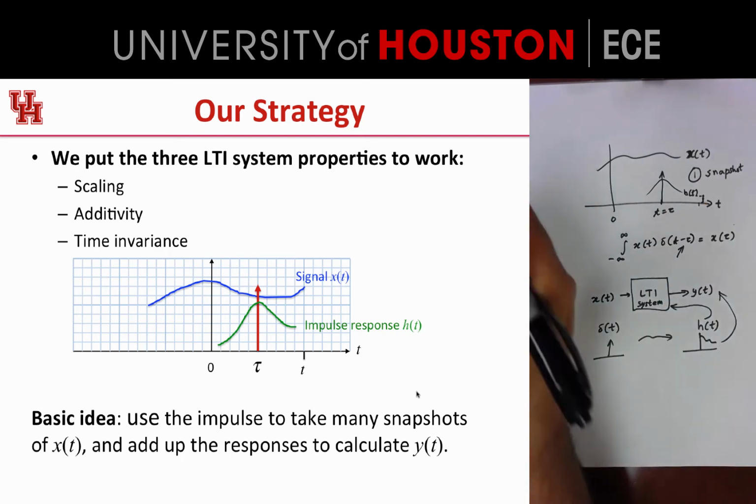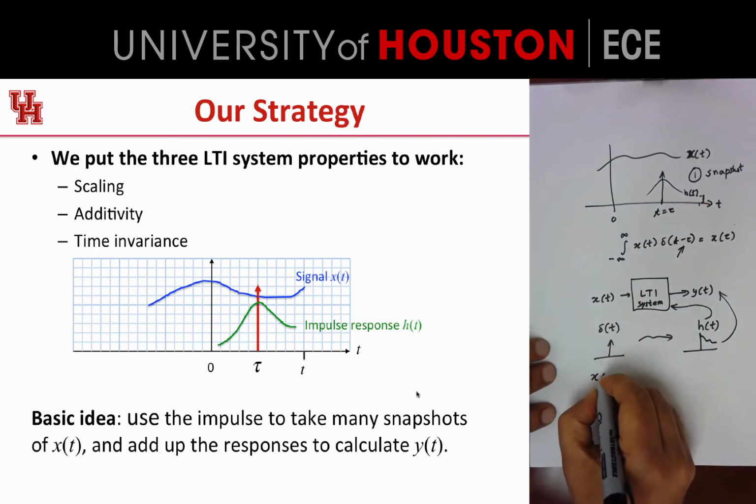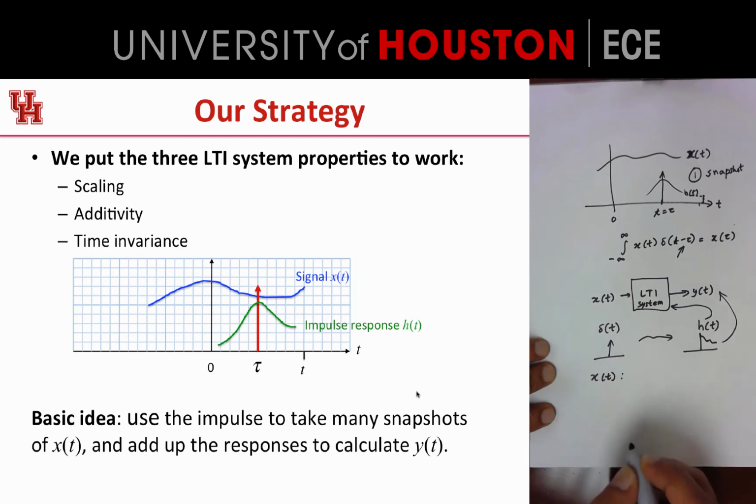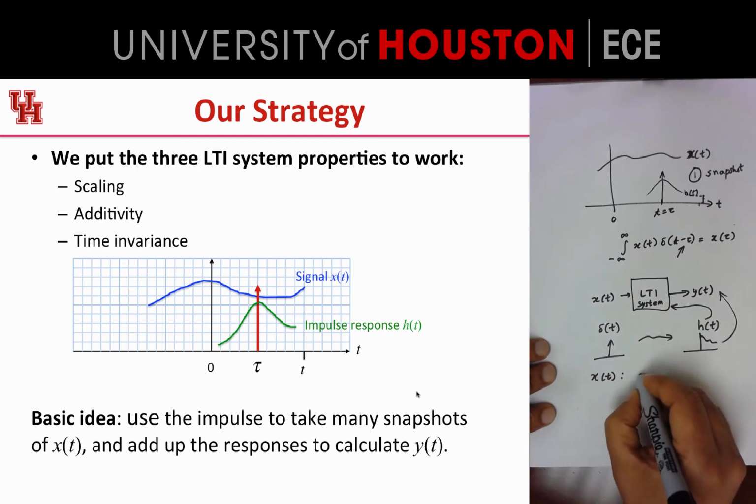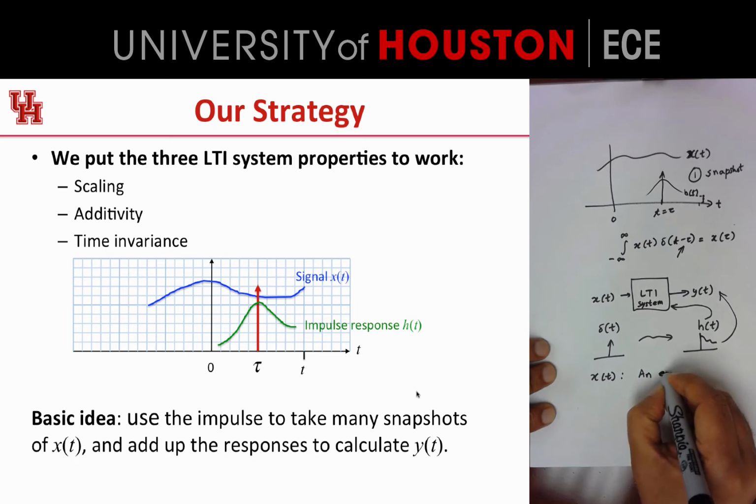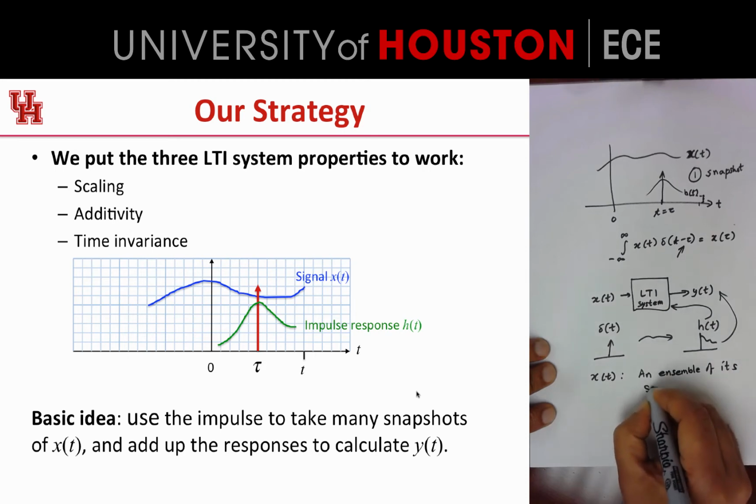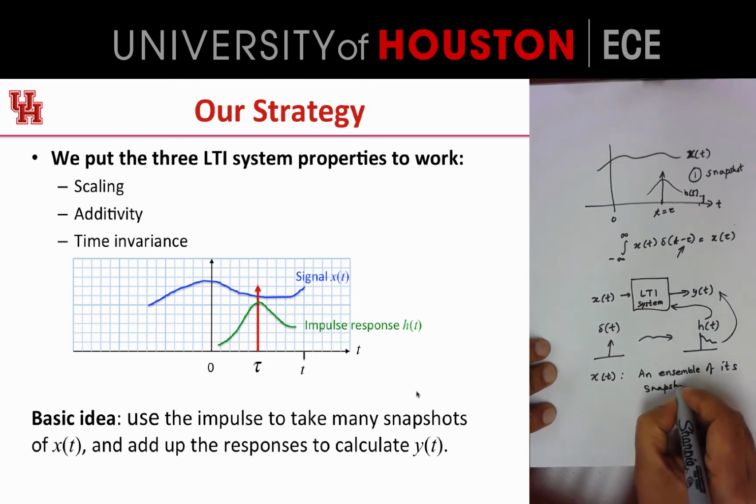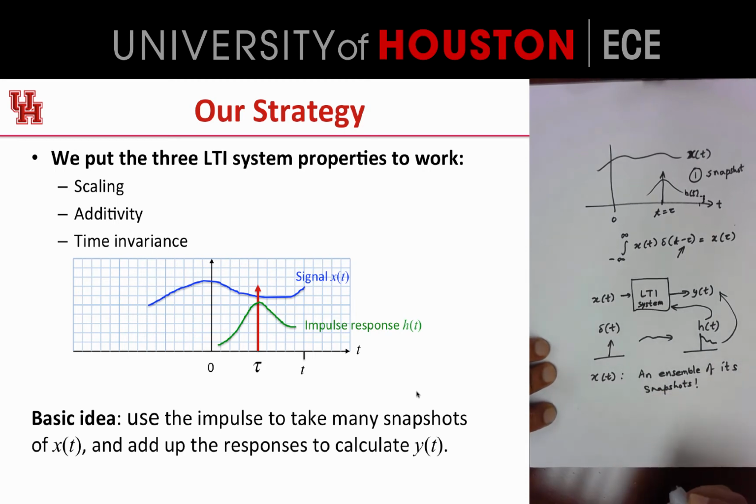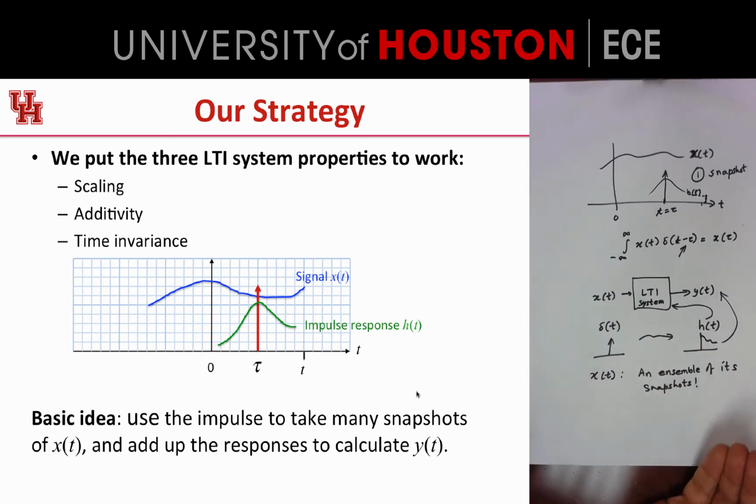Another way to think about this is that x of t is essentially an ensemble, or a collection, of its snapshots. It's no different. You've got x of t, and a whole bunch of its snapshots, an infinite number of them. They're essentially the same thing.